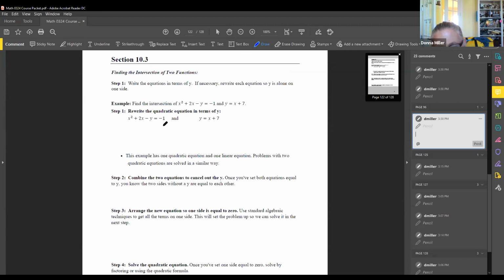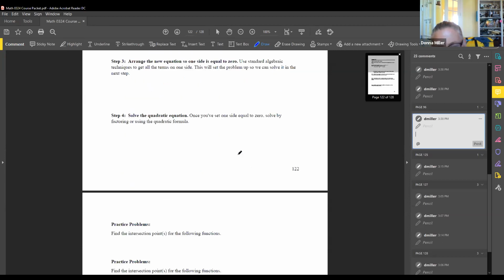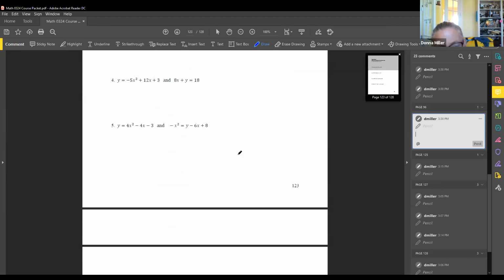Finding an intersection is pretty much the same thing. You just solve for y, plug them in the calculator, and find the intersection. I wouldn't solve these by hand. I would just use the calculator. Let's see, we did those.